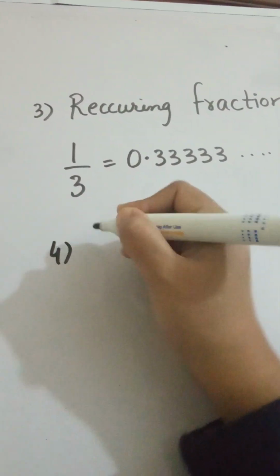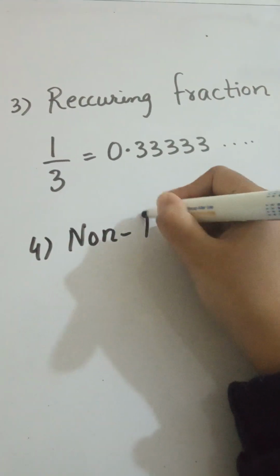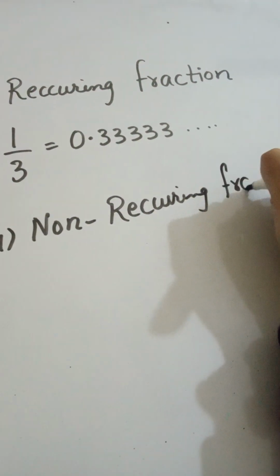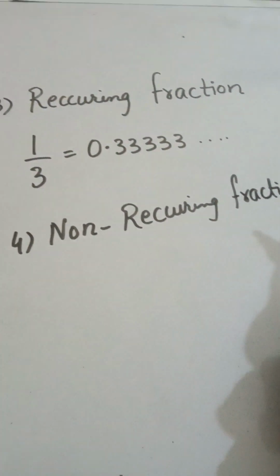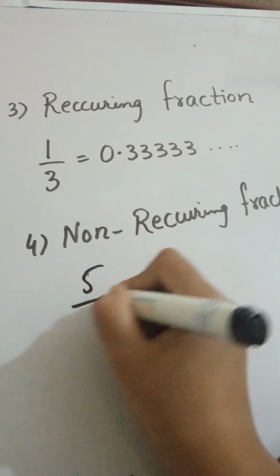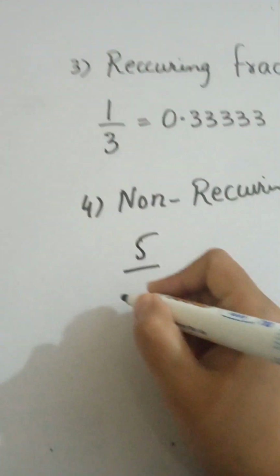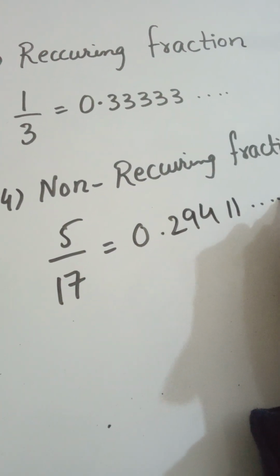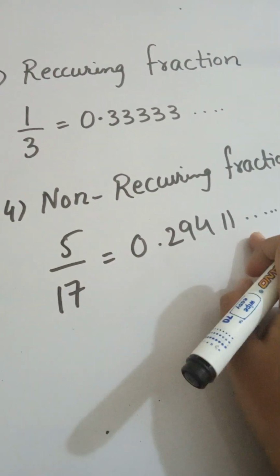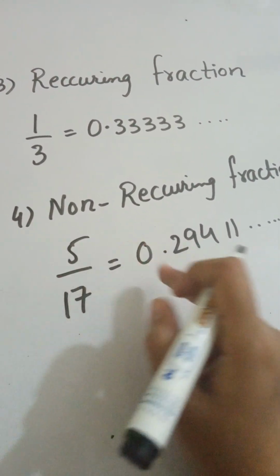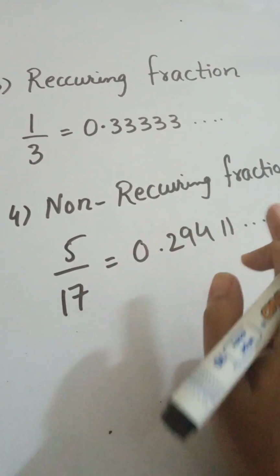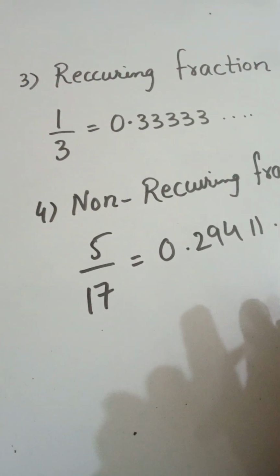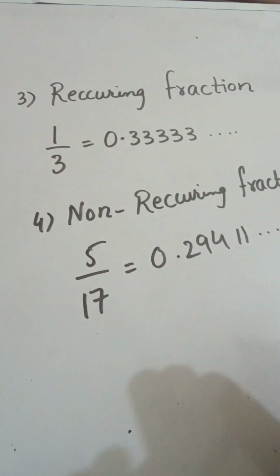The next one is the non-recurring fraction. You will understand it with the earlier example of a non-terminating fraction, 5 by 17, which equals 0.29411. It's going on, it's not stopping, and there is also no pattern in it. It means it's a non-recurring fraction, non-terminating and non-recurring. So I hope you understand the concept of terminating, non-terminating, recurring, and non-recurring fractions.